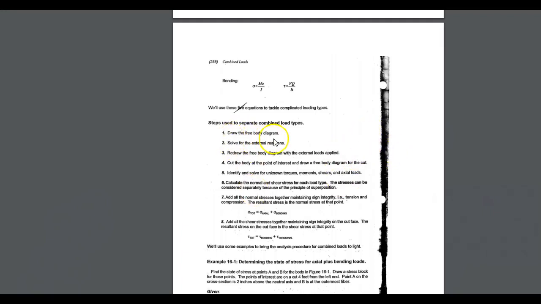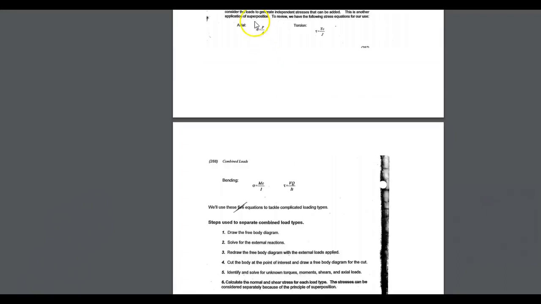Okay, the first thing is, as always, to draw a free body diagram. We need to be able to determine the moment and the shearing force and the axial force, and if there's a torque, we also need to determine that. Now, all of these can add together as well, and one place that this becomes apparent is when we have done shear moment diagrams in the past.